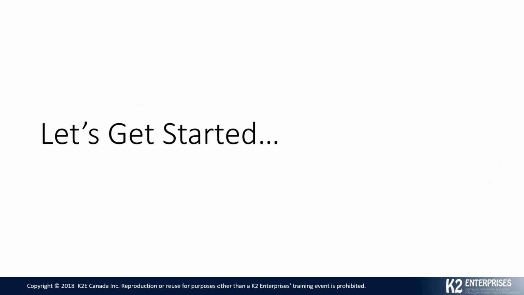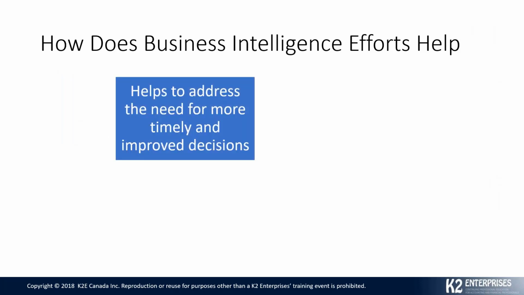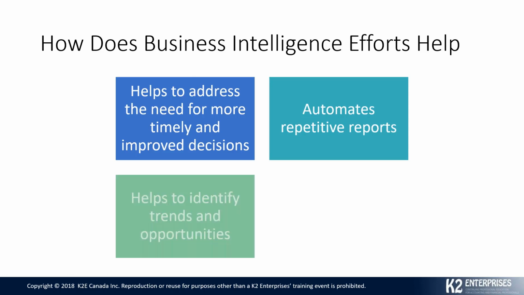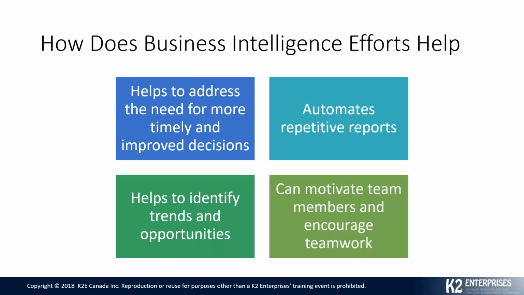So let's get ourselves started right away. What is the purpose behind moving to this concept of business intelligence? Well, the big objective, of course, is to make our reporting process more timely. And that means that we're going to have to automate those repetitive reports that we currently may spend significant time preparing. That will give us the ability to more quickly identify trends and opportunities within our data sets, and in some cases help to motivate the team members and encourage better teamwork.